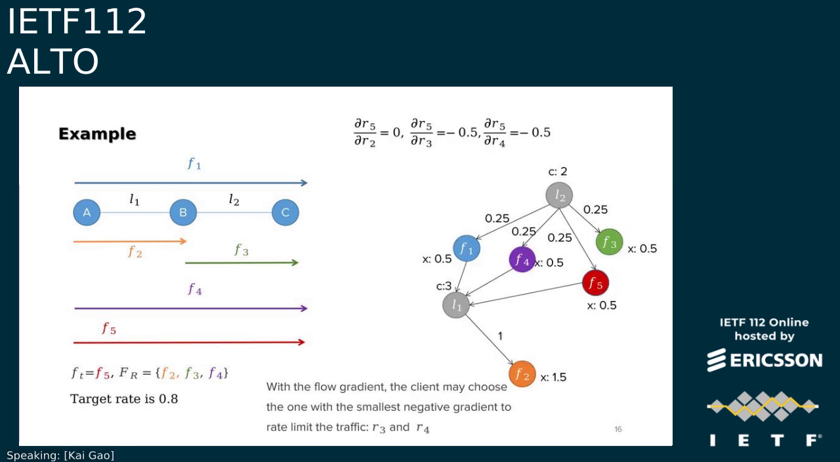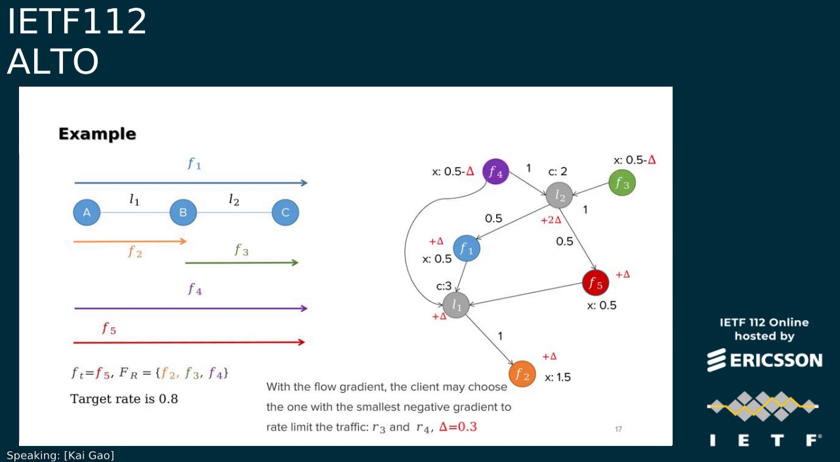And for this query, if we look at the flow gradient bottleneck structure, then we can see that with this bottleneck structure, we can actually derive how different flows would impact the rate of the target flow. Basically, we list the values on the top, and from this page, we can see that if we rate limit the rate of F2, it actually does not help us to increase the rate of F5. So with this information, the application can choose to rate limit F3 and F4. So next slide, please.